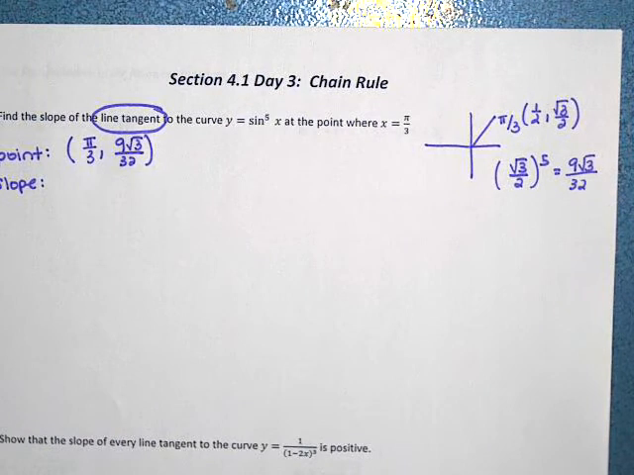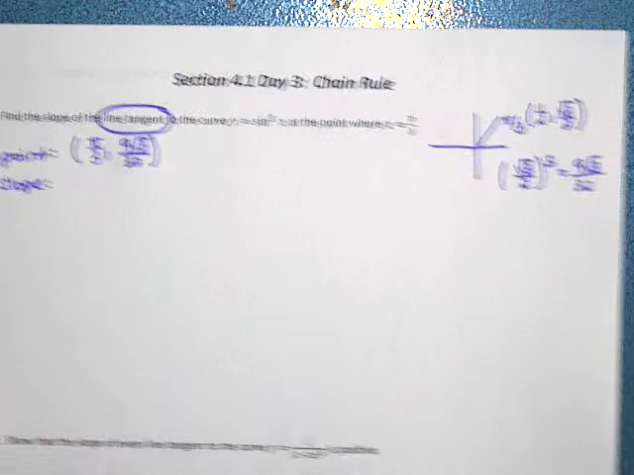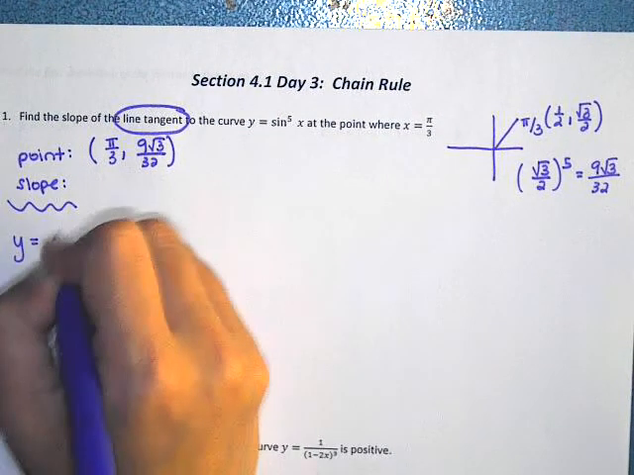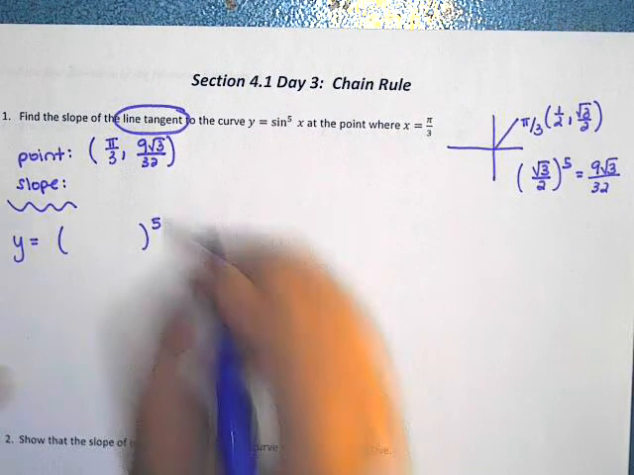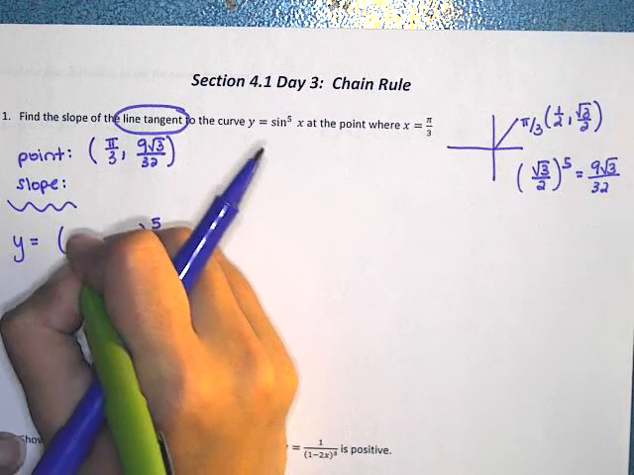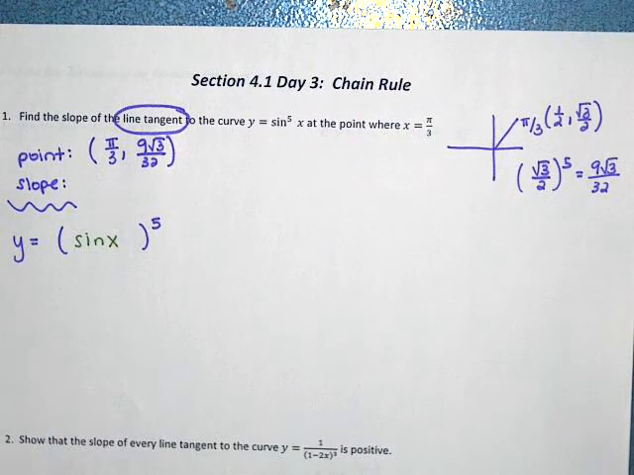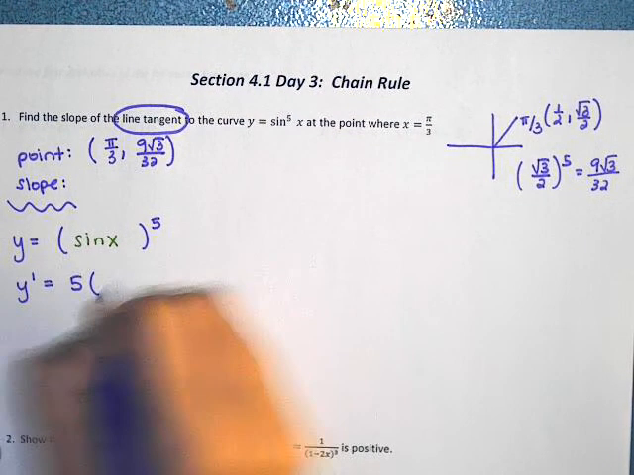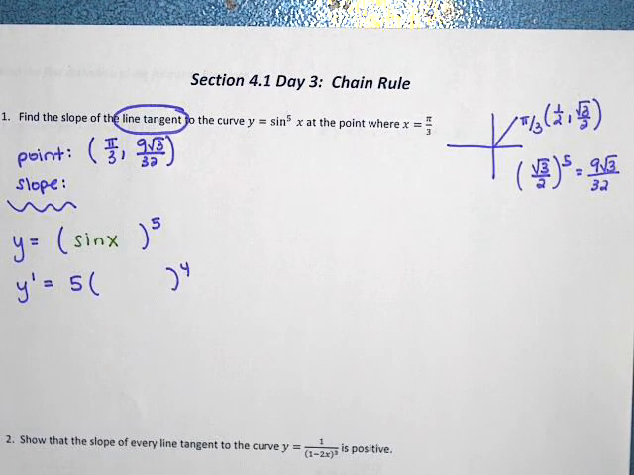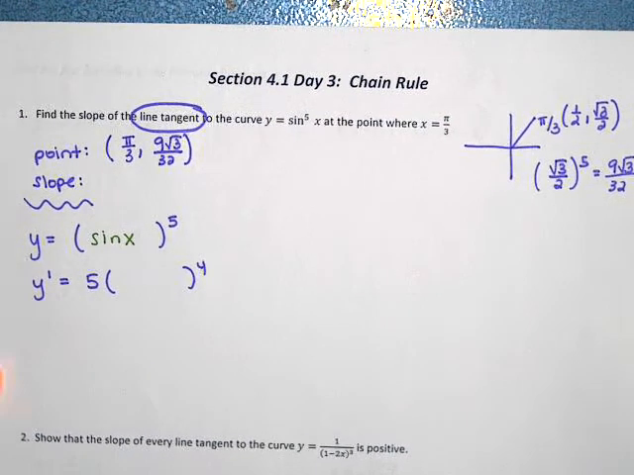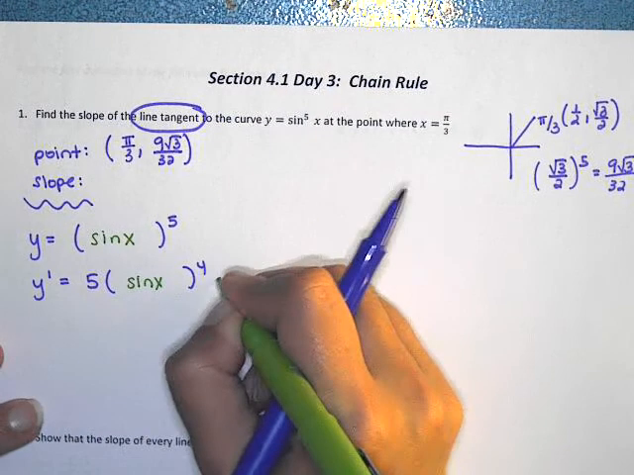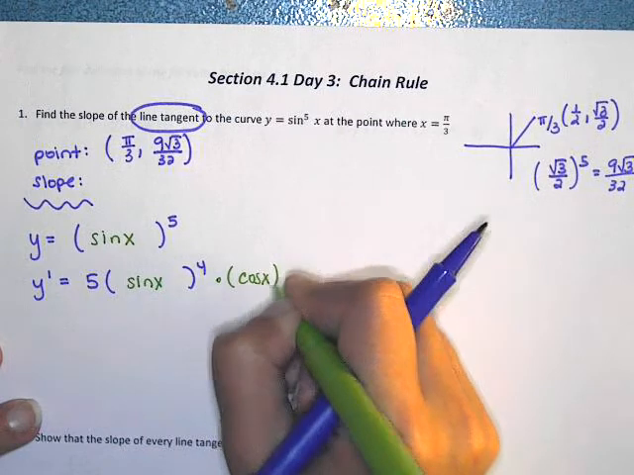Now to get the slope here, I'm going to need to use a derivative. So what I find helpful is to rewrite this problem as sine to the 5th power. If I do that, I find it much easier to recognize that there is a chain rule problem here because that 5th power is around the entire sine function. I'm going to leave the inside alone and I'll multiply by the derivative, which would be cosine.